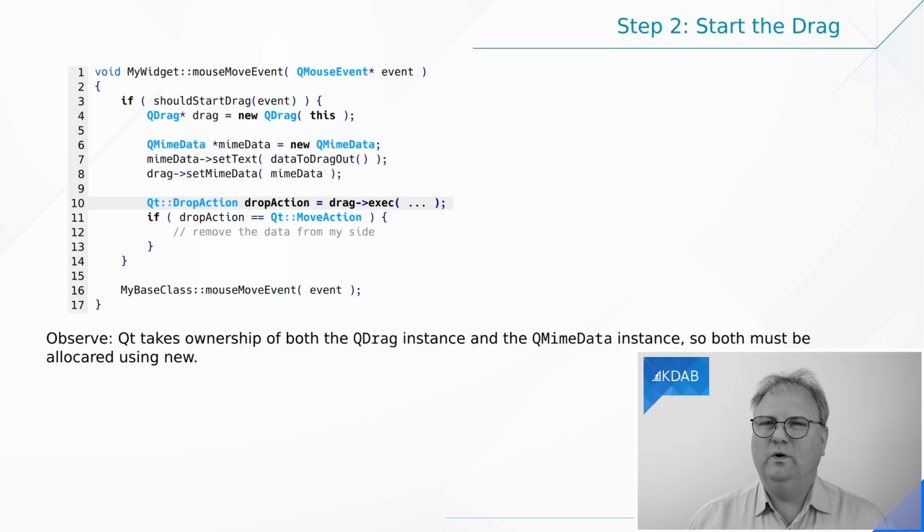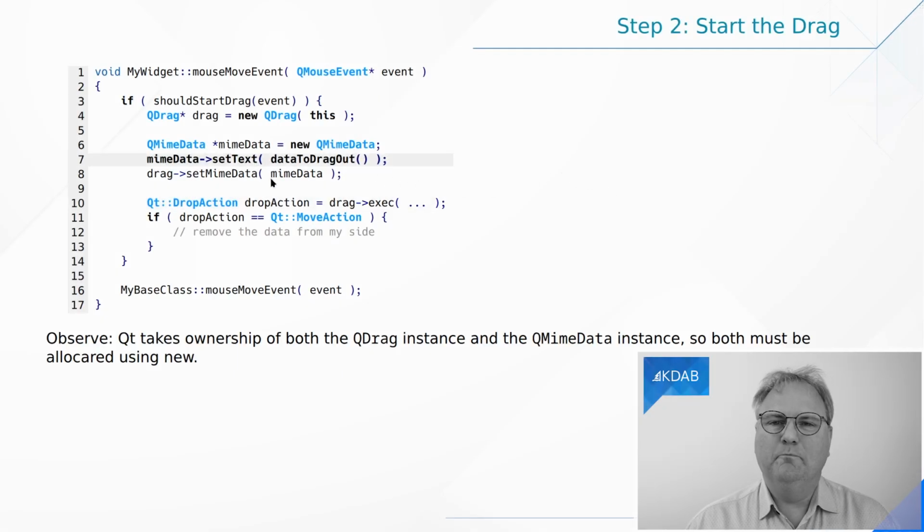And that's why some of it happens after the exec has happened. Not anything we need to worry about, but Qt needs to take ownership of the drag and the MimeData. So just be careful to not allocate them on the stack. I did try once, and I got a brutal notice from the operating system that was not a good idea, called a segmentation fault. So if you do, you will be notified. Don't worry.